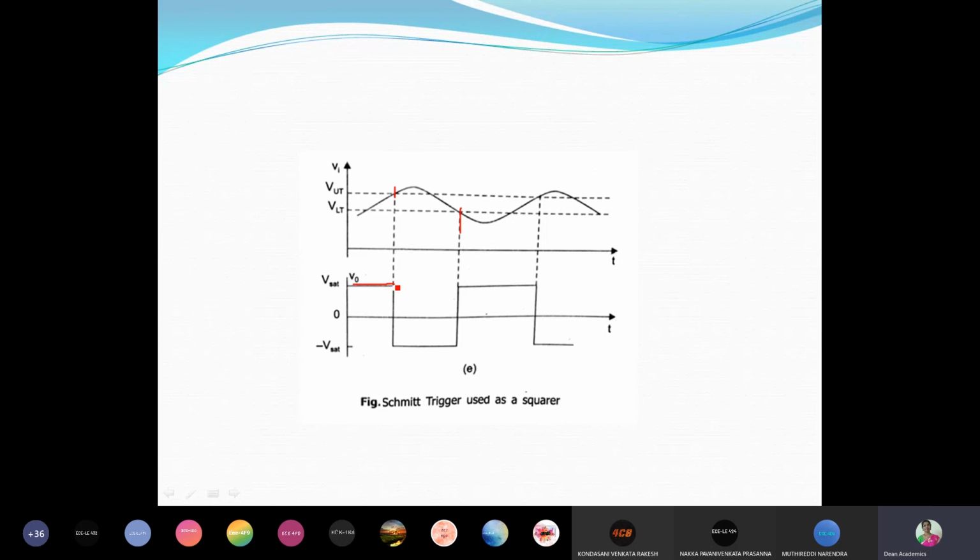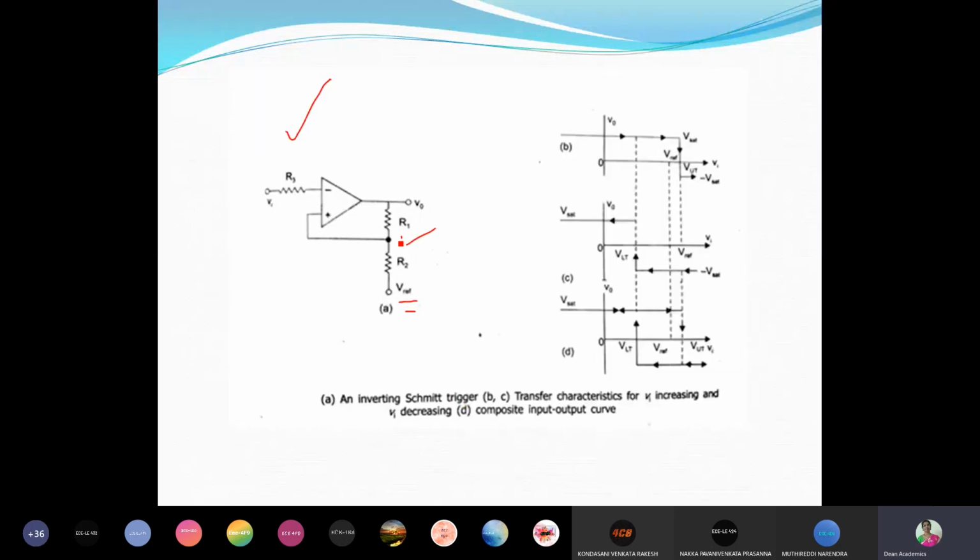V0 will be at plus Vsat, and when the upper threshold point occurs, it goes to minus Vsat, and it will stay at minus Vsat. Again, it changes from minus Vsat to plus Vsat when it reaches the lower threshold point, right? So what are these upper and lower threshold points? This is the voltage, and depending on this voltage, the output will be triggered to change between plus Vsat and minus Vsat.